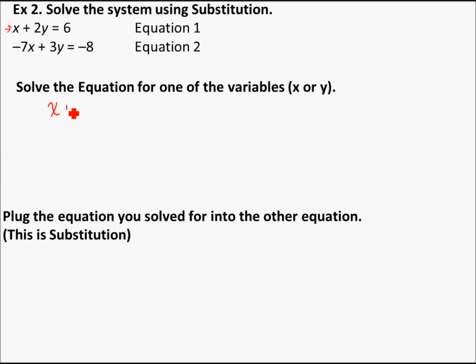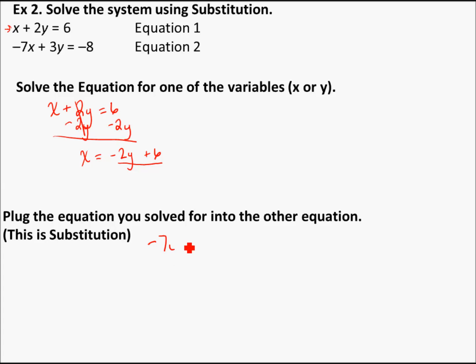So I have x plus 2y equals 6. When I rewrite that over, I'm subtracting 2y from each side. x is equal to negative 2y plus 6. This means wherever I have x in my second equation, I can substitute it with this value. So let's write down our second equation.